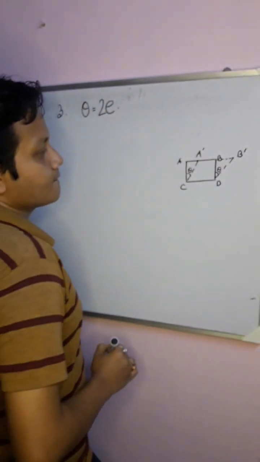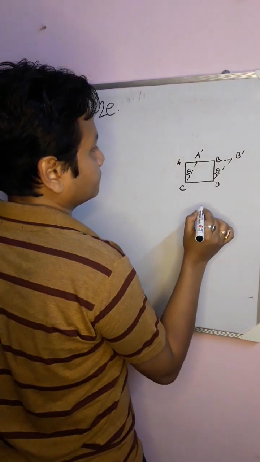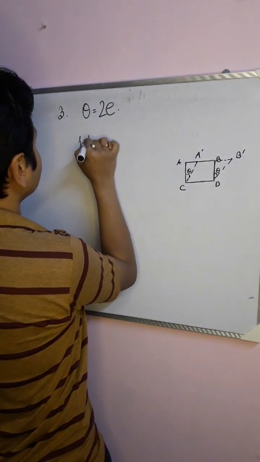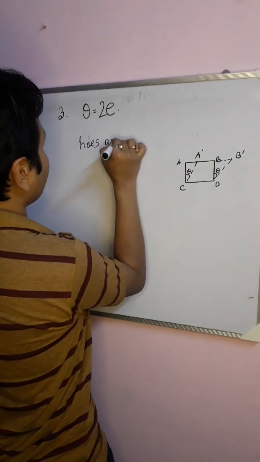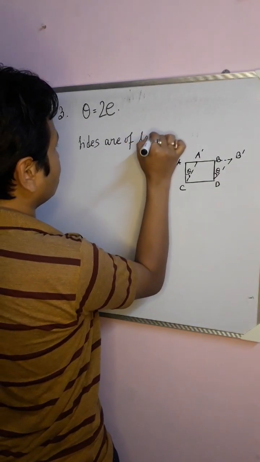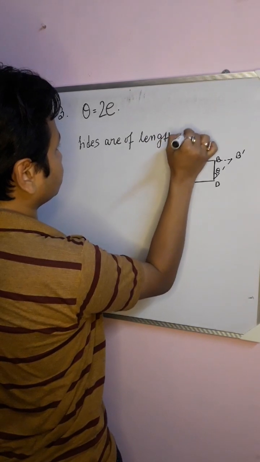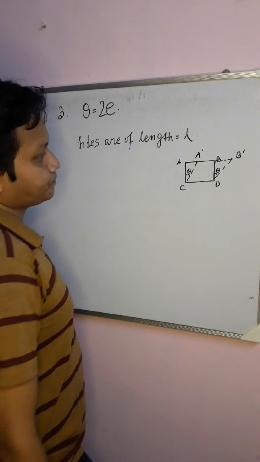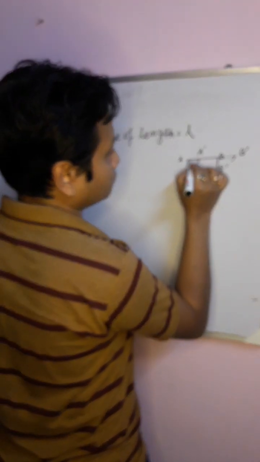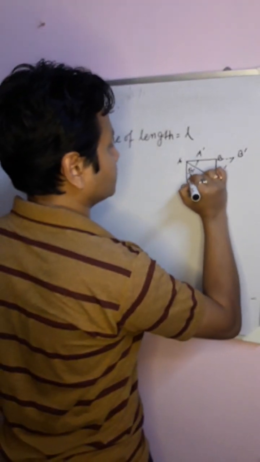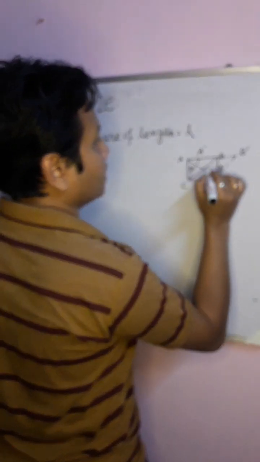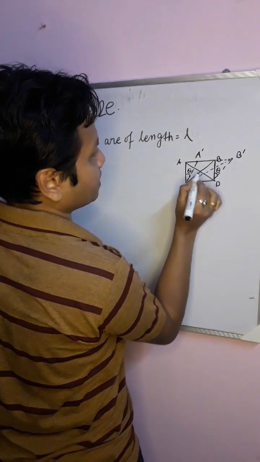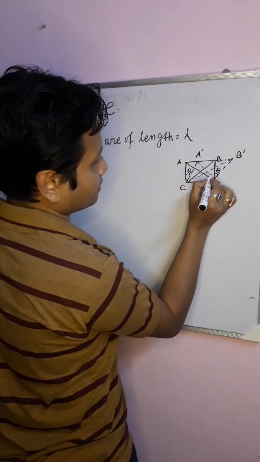Now, suppose sides are of length, say L, each side is of length L, that is the square. Now this is one diagonal and these are the original diagonals, and if we draw the diagonals of this, that is A dash B dash CD, then it becomes this.